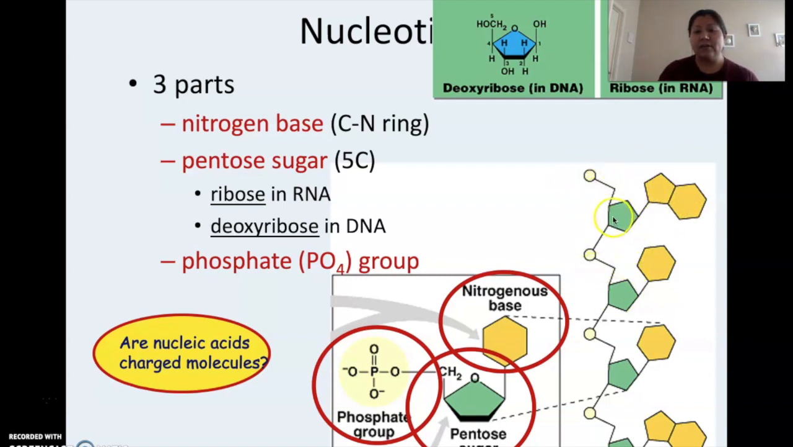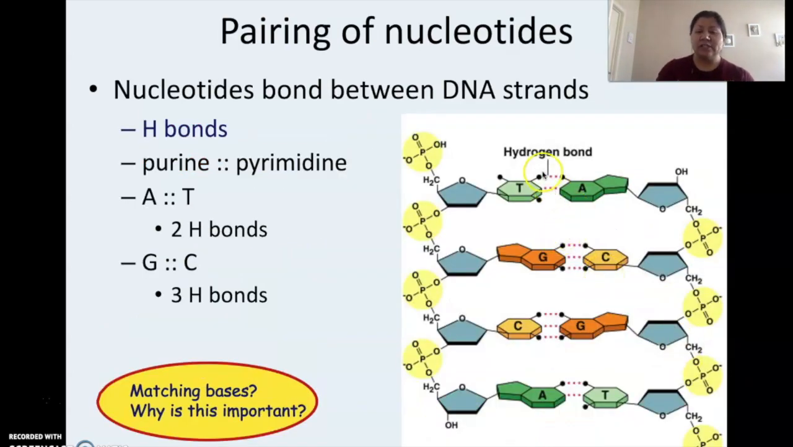This little green pentagon and my little yellow circle make up the backbone of my nucleic acid. And then these in here are what give us our genetic information. Our nitrogenous bases give the genetic information, and they are connected together with hydrogen bonds. A always goes with T, G always goes with C when we're talking about DNA. These bases have to match because those hydrogen bonds have to match together. And not only that, when those strands separate and go through replication, they need to be able to replicate accurately.